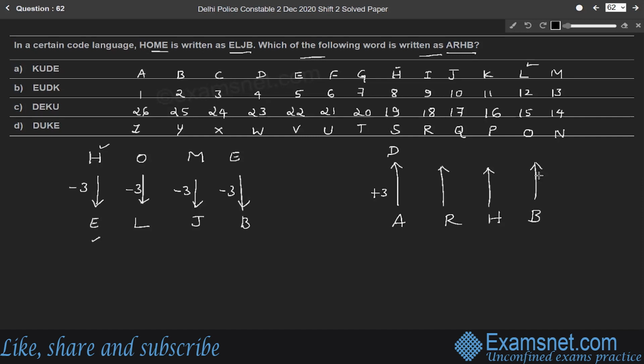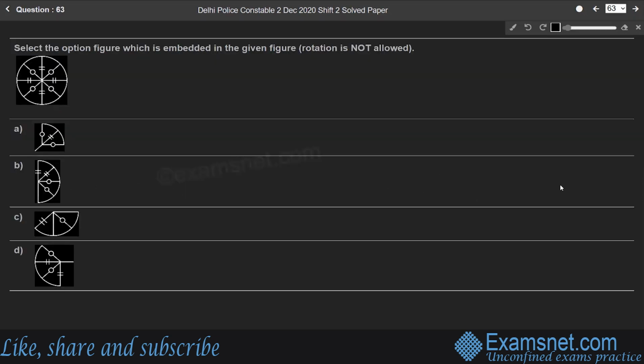What is R? 18. 18 plus 3 is 21, which is U. H is 8. 8 plus 3 is 11, which is K. Whereas B is 2. 2 plus 3 is 5, which is E. So DUKE is coded as ARHB. Therefore, option D.